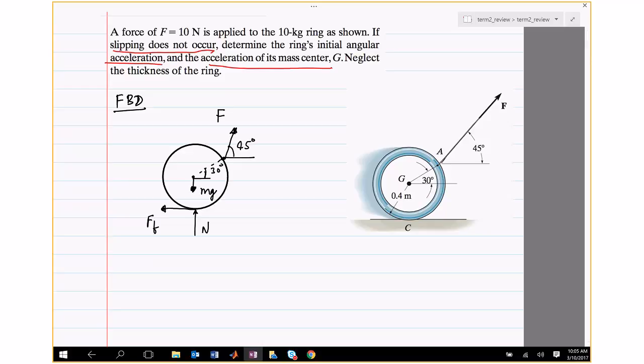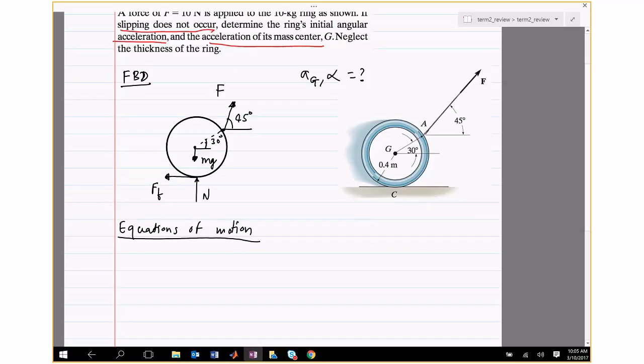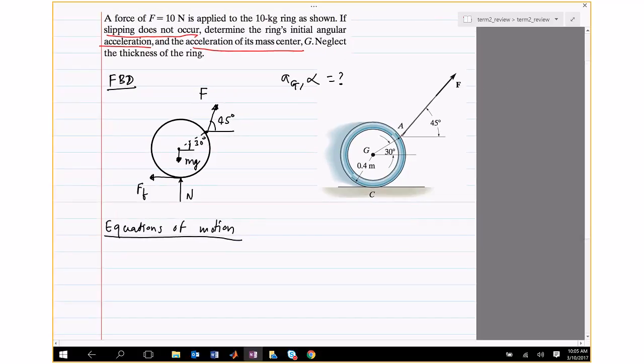Okay, so we are interested in finding the acceleration of G and alpha. So let's resort to equations of motion. Now this is a case of general planar motion. So there are three equations in general for a planar rigid body. There is force equilibrium in the x direction, force equilibrium in the y direction, and then there is the moment equation. Now the moment can be taken about any point.